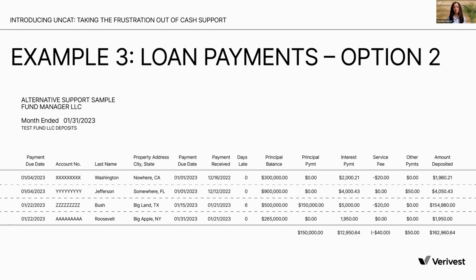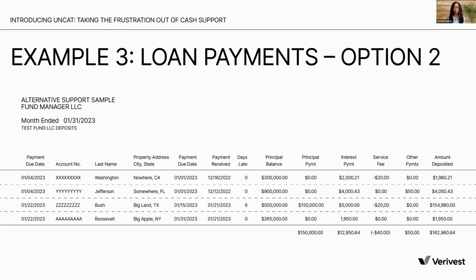So in this case, the fund manager is the loan servicer indicated at the top left-hand side. It says which month it's for, in this case, January, which fund, Test Fund LLC deposits. And similar to the prior example, lots of different information about each and every loan. So when was the payment date? What is the loan number, the last name, the address? When was it received? What is the principal on that loan? And then a breakdown of the loan payments.